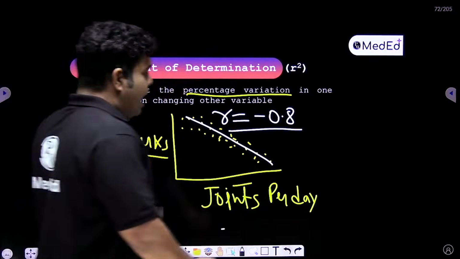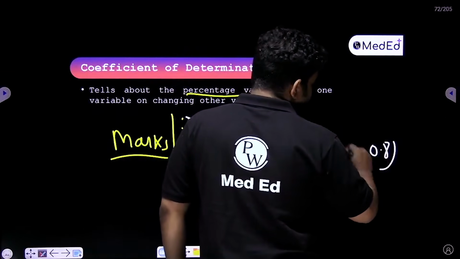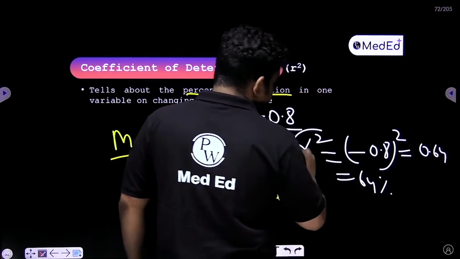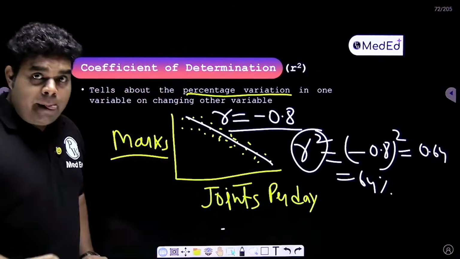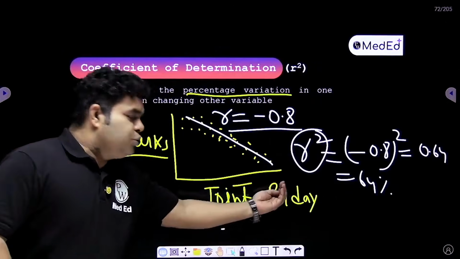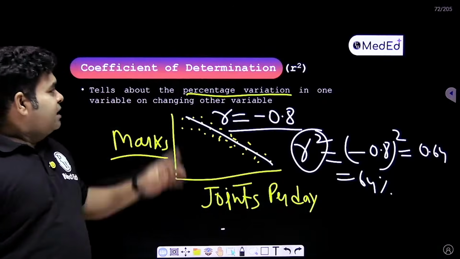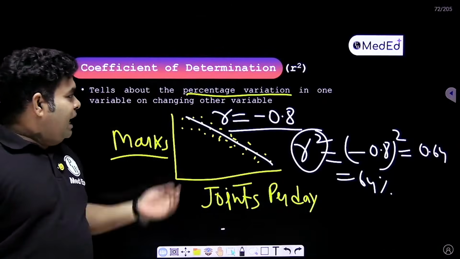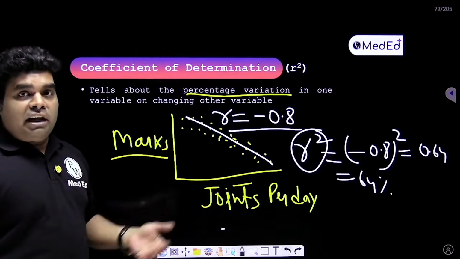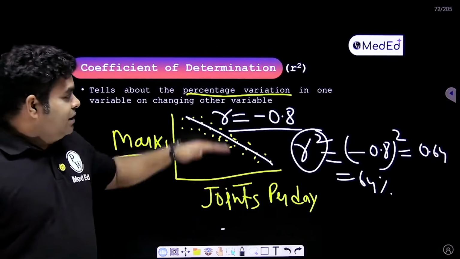And if you do the square of the correlation coefficient, -0.8 squared will come 0.64 or 64%. So this 64% is the coefficient of determination, which means you can tell your room partner that, my dear friend, if you decrease the joints per day, then your marks can increase by 64%. This is what the coefficient of determination tells us, that if you change one variable, how much percentage fluctuation will come in the other variable. Like here, if you decrease the joints, marks can increase by 64%. So these are the 3 things.